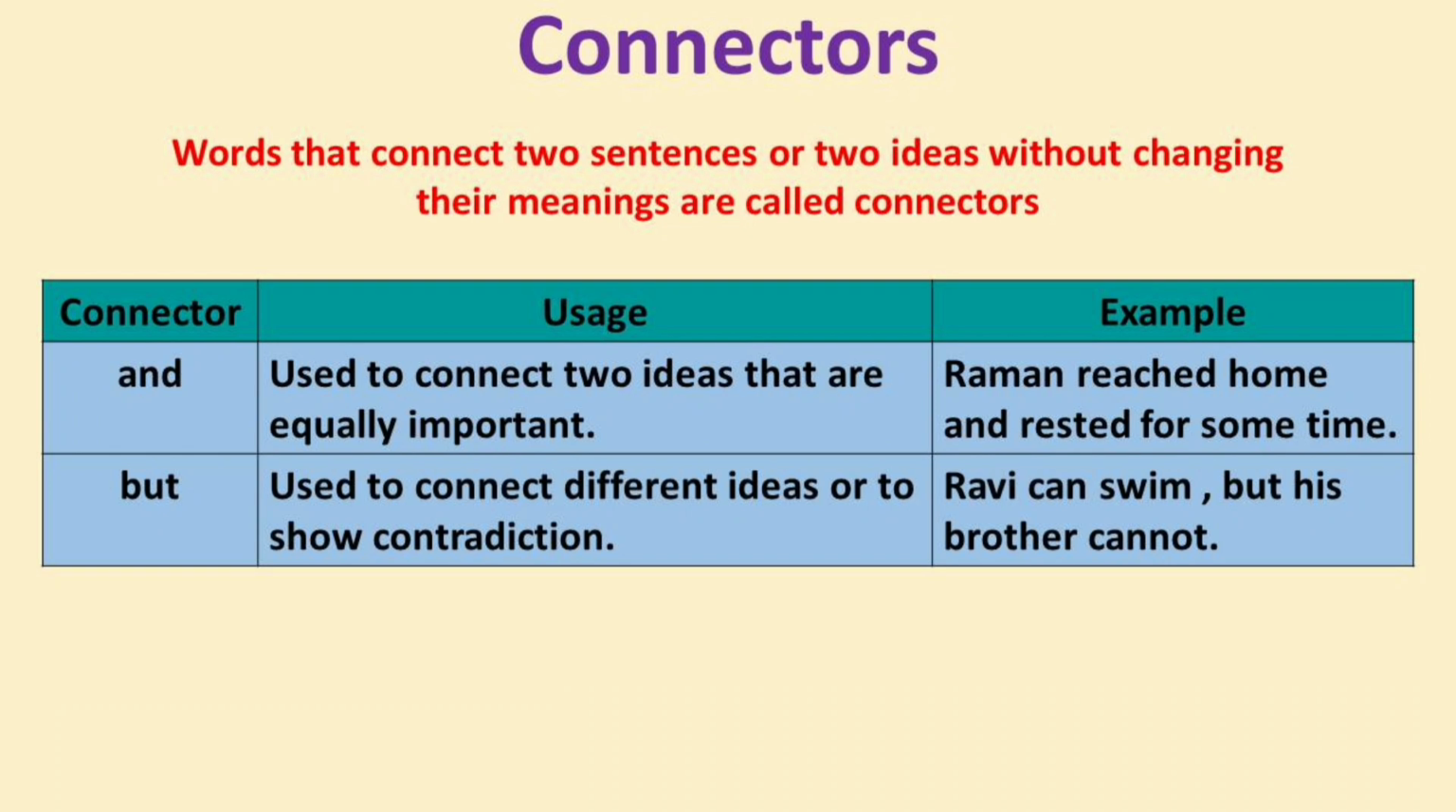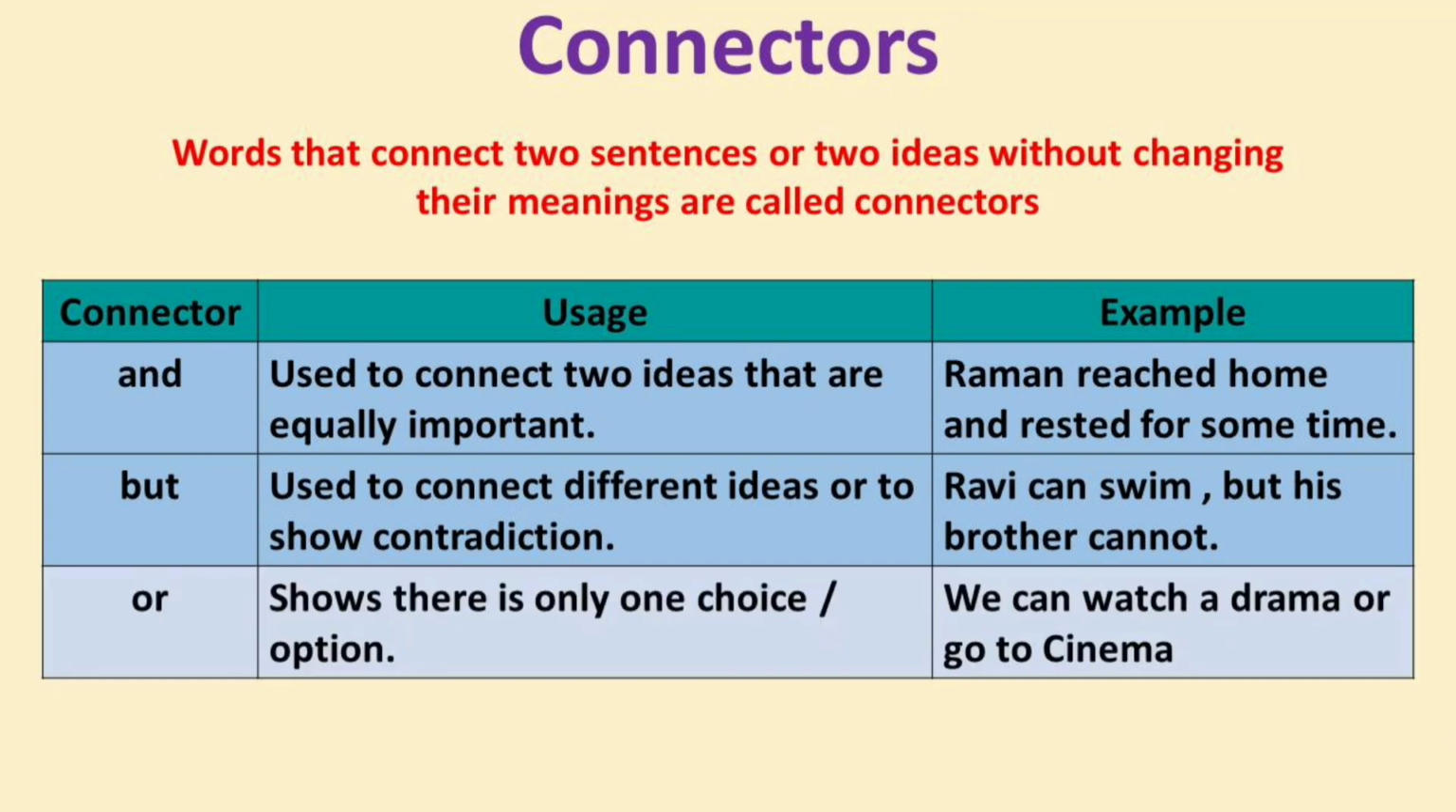Next, we discuss about but. But is used to connect different ideas or to show contradiction. Contradiction is nothing but conflict, difference, disagreement, discrepancy, dispute, inconsistency. Example is, Ravi can swim, but his brother cannot. Here, Ravi can swim is one idea, and other is Ravi's brother cannot swim. To connect two different ideas or to show contradiction. So but is used to connect different ideas or to show contradiction. The answer is, Ravi can swim, but his brother cannot.